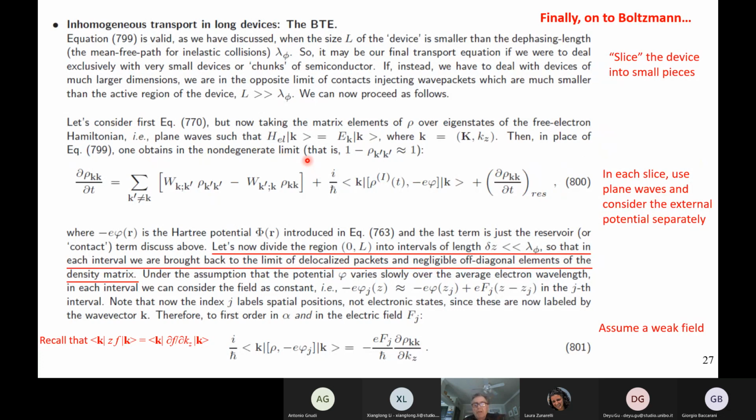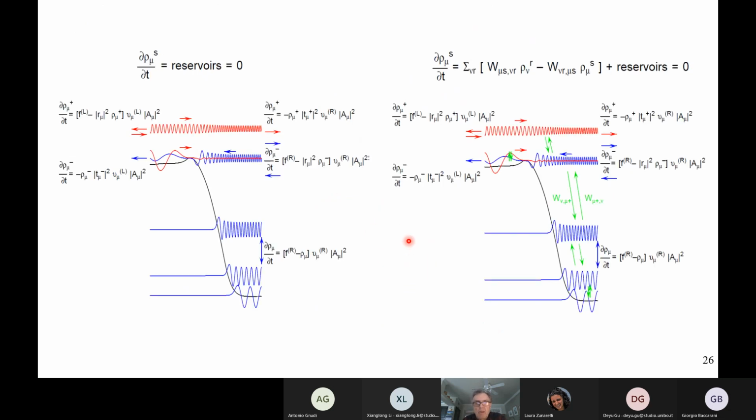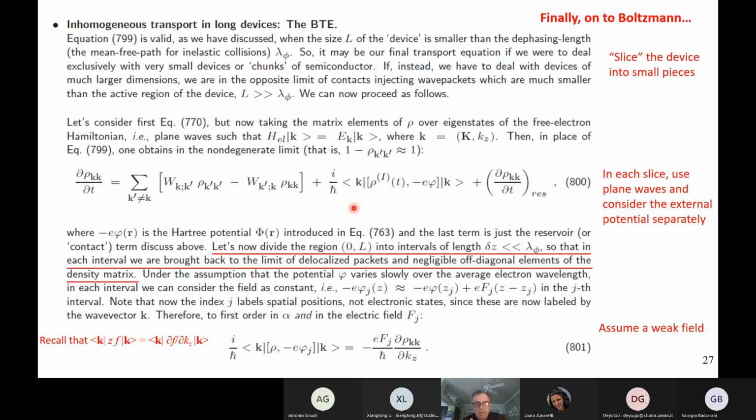The Boltzmann equation is expressed in terms of position and velocity or wave vector. So in order to get closer to that form, let me make a change. Rather than consider the density matrix expressed over the eigenstates of the full Hamiltonian, including the external potential, which don't make much sense in very long devices because of the strong decoherence, let me consider instead plane waves. So I get exactly the same formulation that I had before.